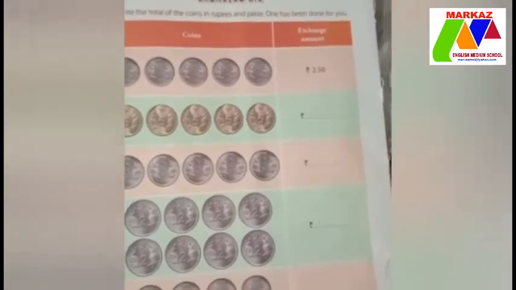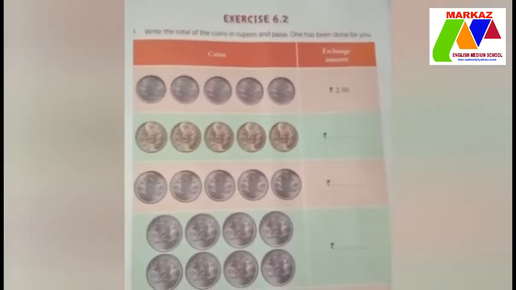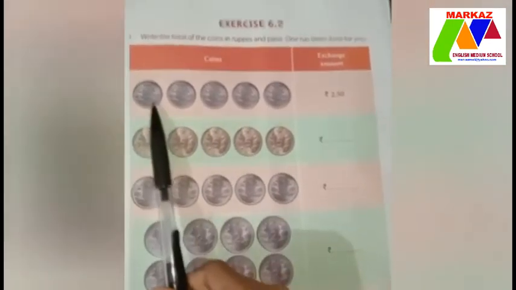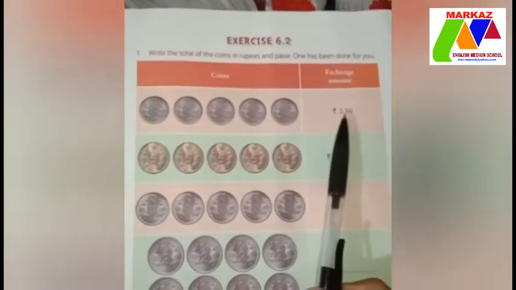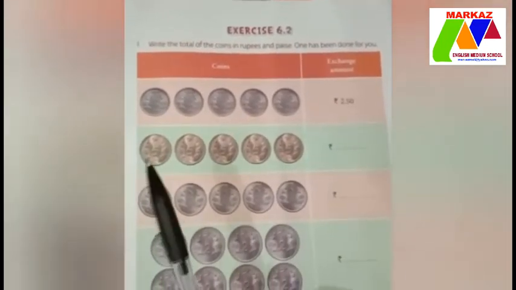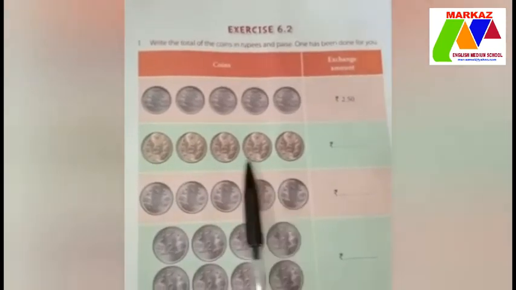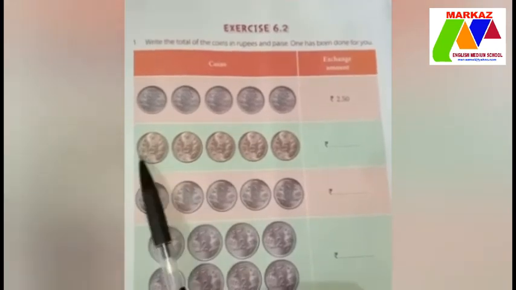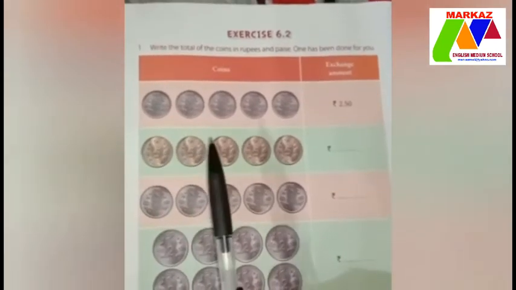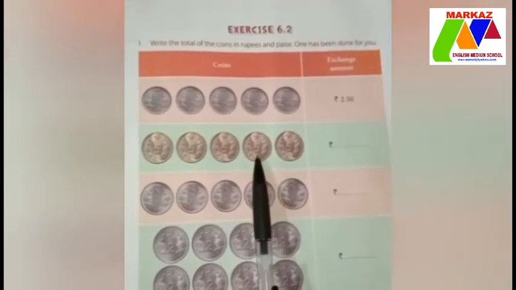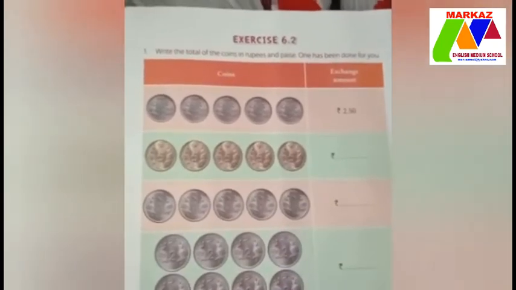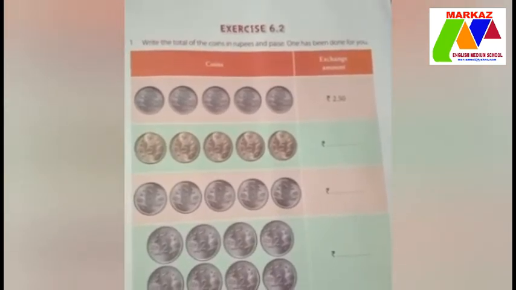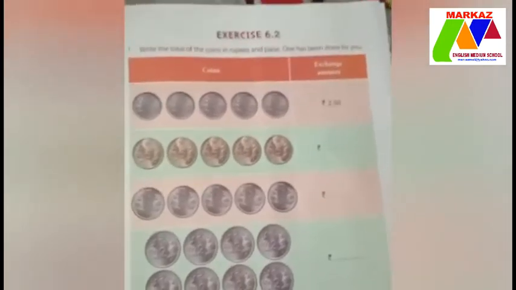Children, now let us learn about addition involving money. Now we have 5 50 paise coins which is equal to 2 rupees and 50 paise. If I have 5 5 rupee coins, can you tell me the total rupees I have? Add 5 plus 5 plus 5 plus 5 plus 5, which is equal to 25. So here 25 rupees.